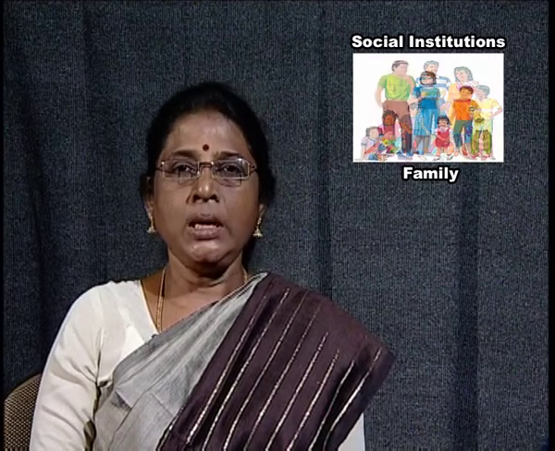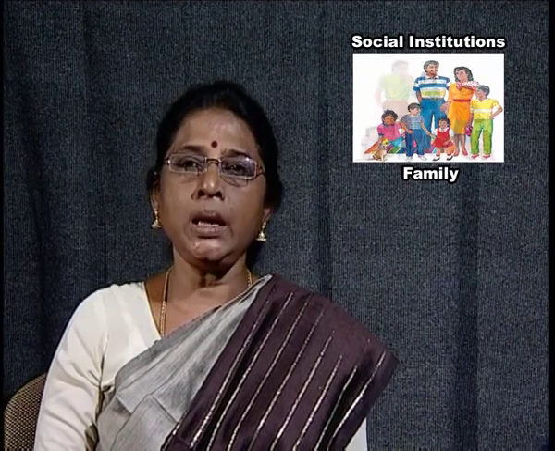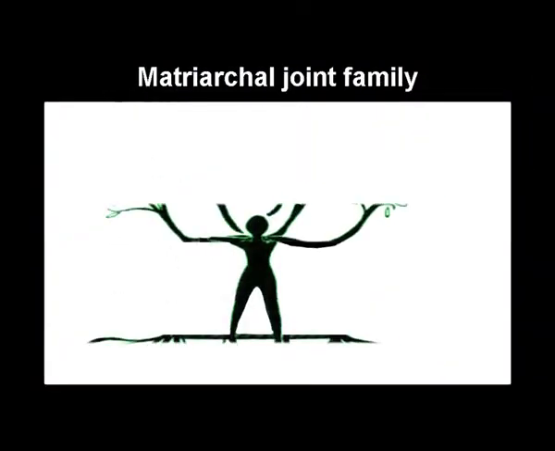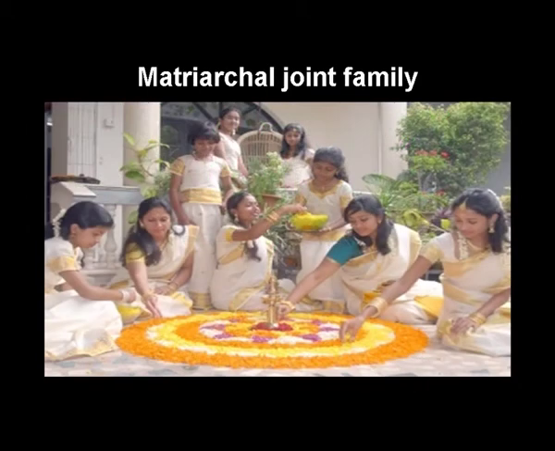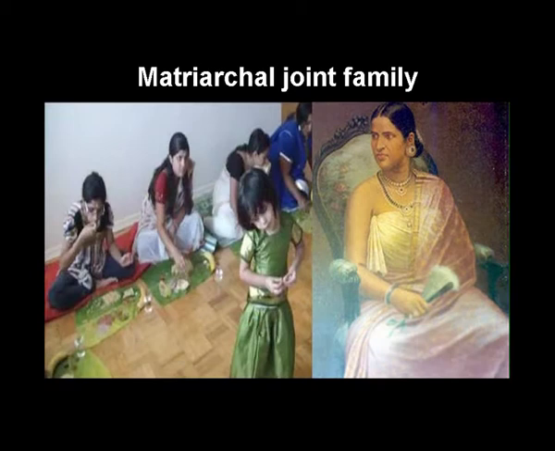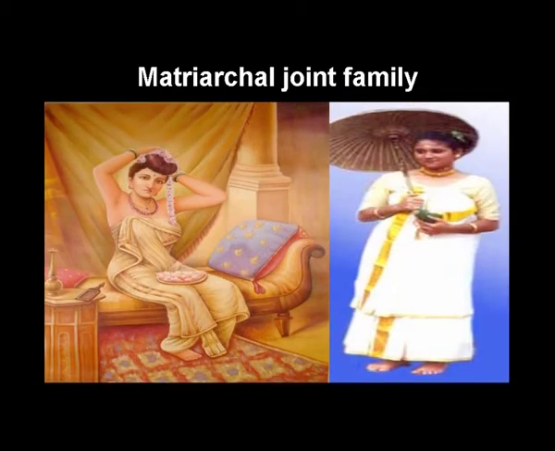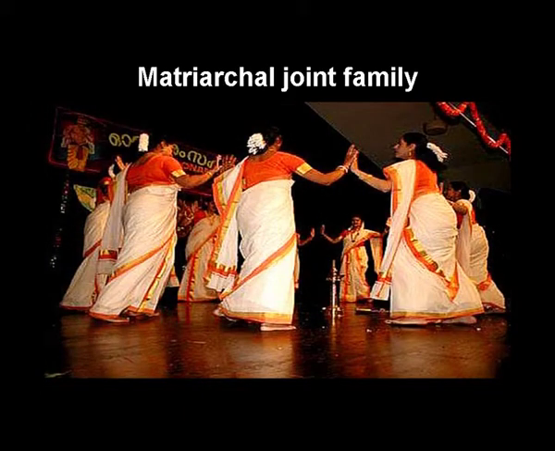Matriarchal joint family is the second type. A matriarchal family is the one in which the mother or the oldest female member is the formal head and possesses dominant power in the family. These families are called the mother right families. The oldest female member is responsible for both the economic and ritual activities of the family. Here, the maternal uncle plays an important role and is called the Karanavan. This type of family is found among Nayars of Kerala.